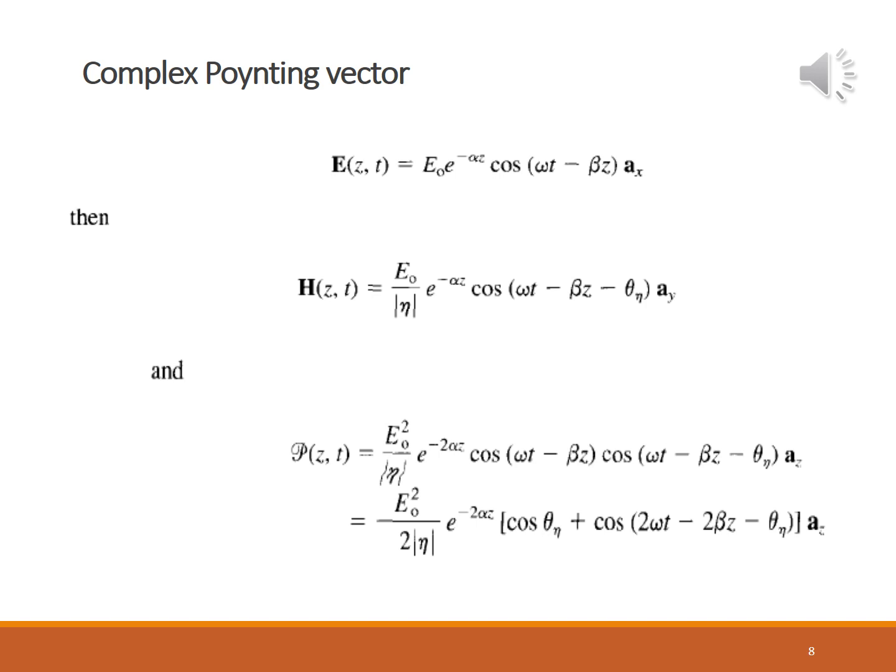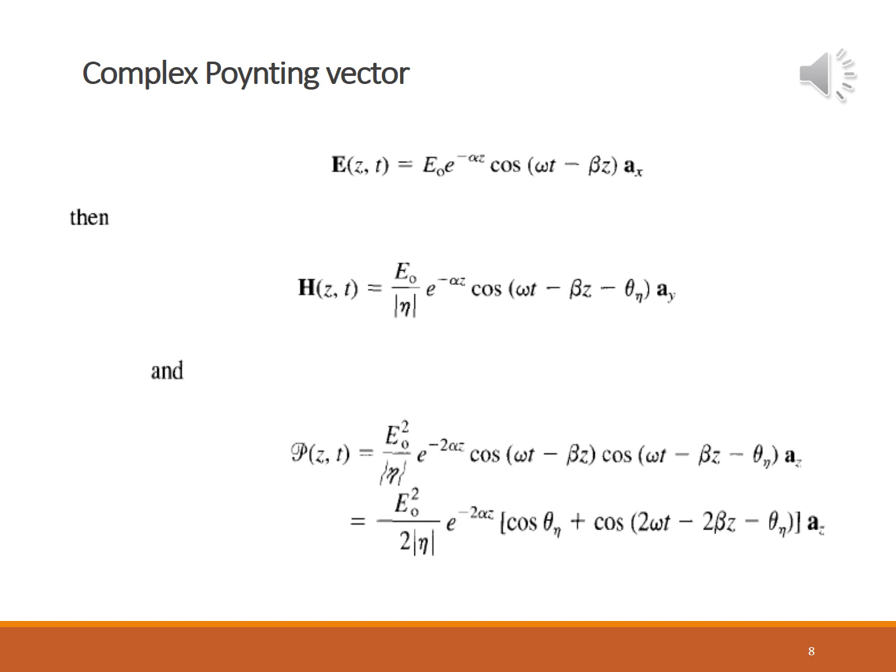So how do I find P of z,t? This is the expression for the instantaneous Poynting vector. When you write E cross H, the magnitudes are just multiplied. So I get E0 squared divided by eta, e raised to minus 2 alpha z. And then the cos terms of both E and H are written down. And the direction a_x cross a_y gives you a_z. So that is how you get this expression.